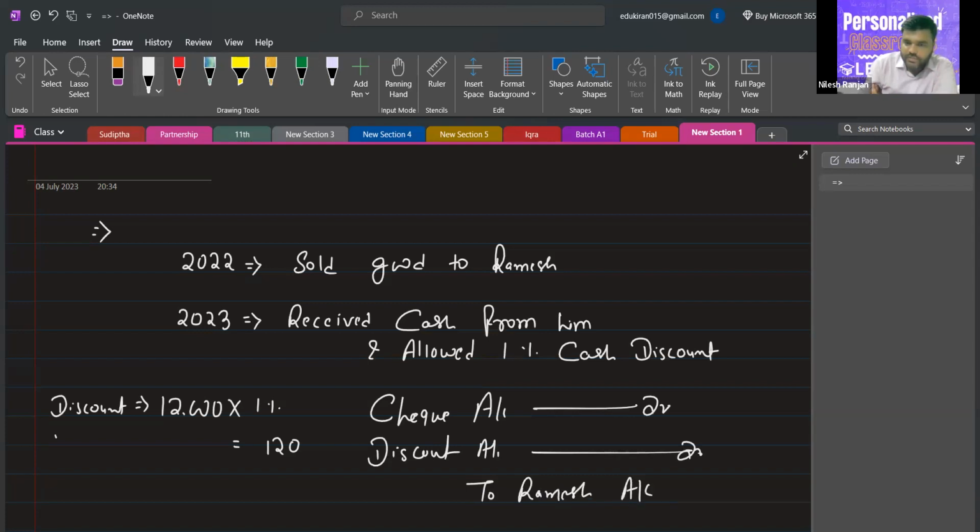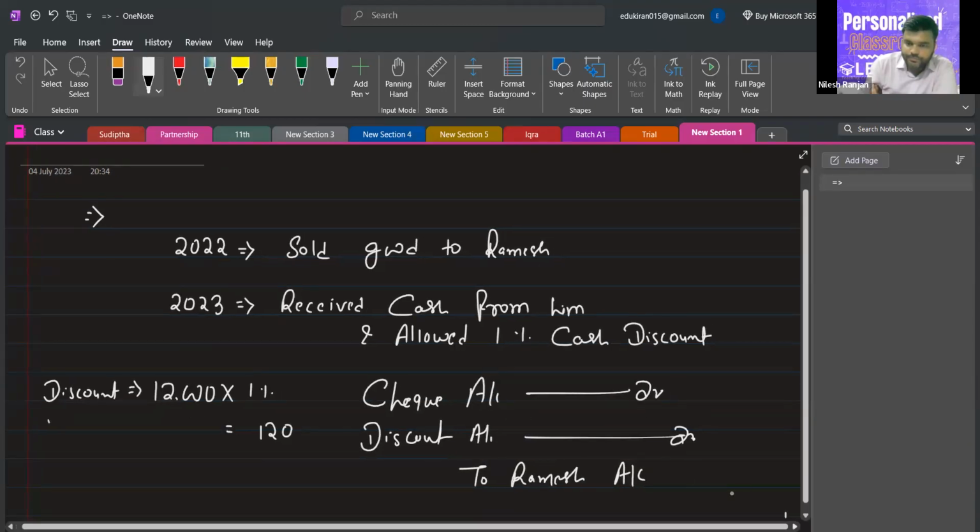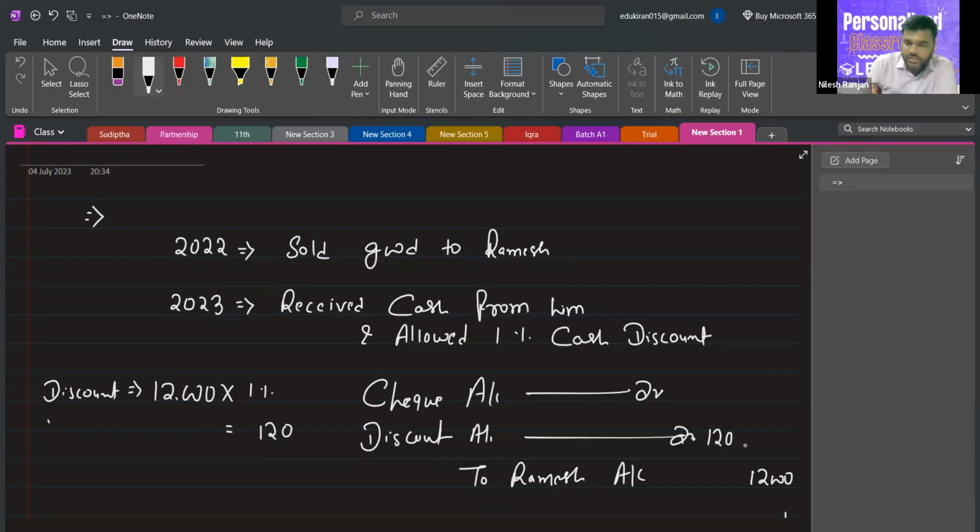Total amount receivable from Ramesh was 12,000 and we have allowed him a discount of 120, so he will pay 11,880. Is this clear? Okay. So now we will discuss the other transactions of bank.